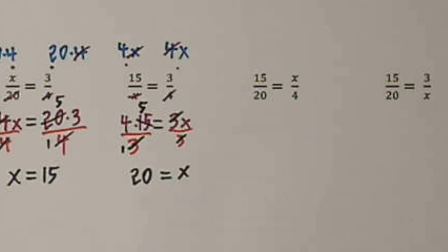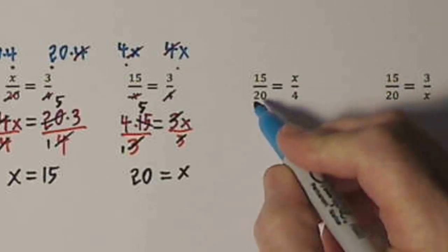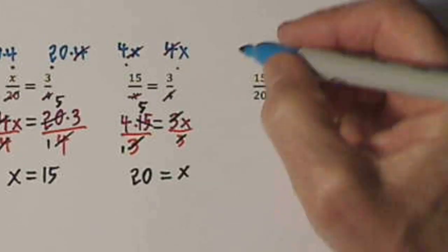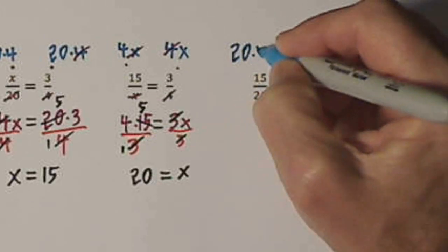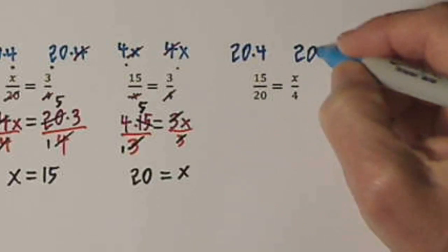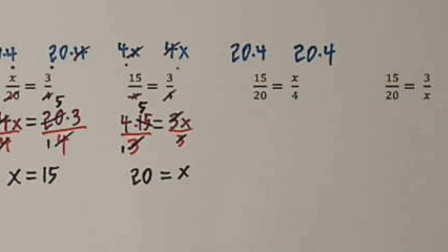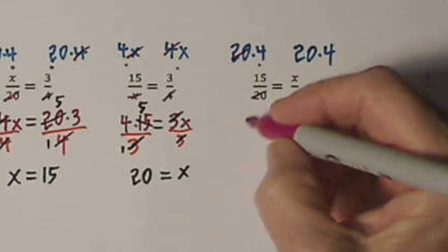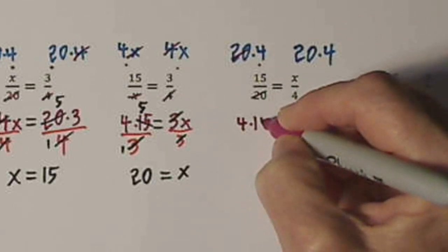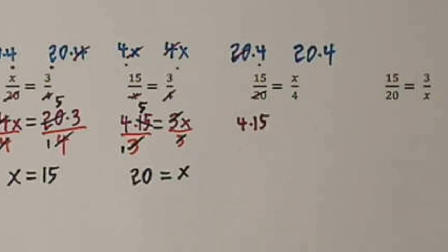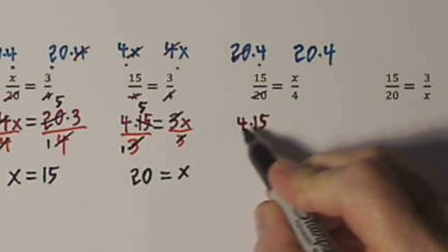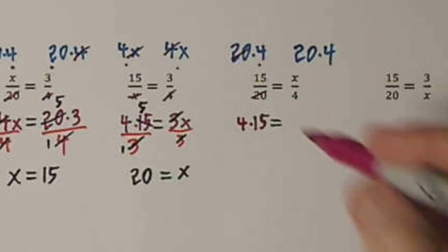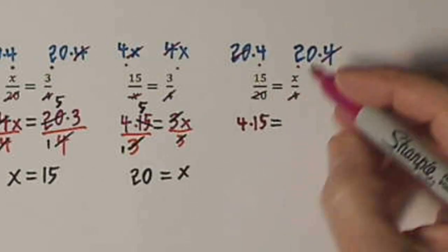For the third one, again, the least common denominator would be 20, but I'm going to multiply by a common denominator, which is 20 times 4. So I do the same on each side and just cancel what I can. 20 goes into 20 once, 4 times 15. And again, I'm not going to multiply it, I'm just going to show right here that they need to be multiplied. Bring down the equal sign, and then 4 goes into 4 once, and that's 20x.